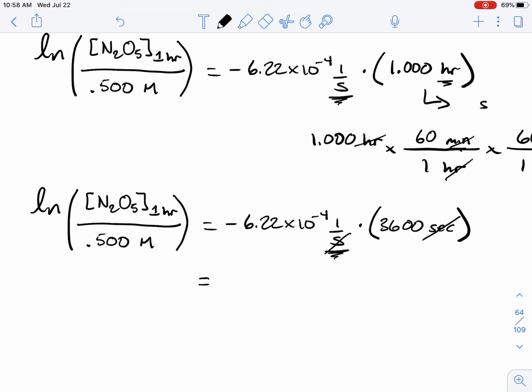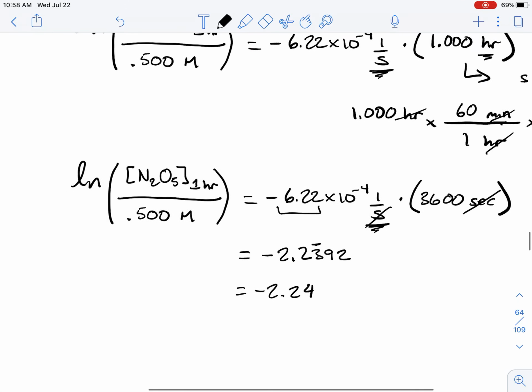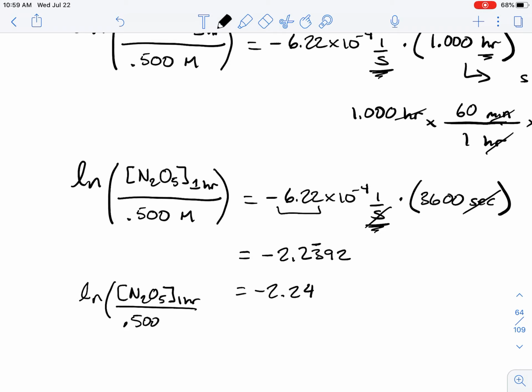And so if you plug this into the calculator, this is going to give you negative 2.2392. And so since there are 3 sig figs here, I'm just going to round this to negative 2.24. And then that's going to equal the natural log of the concentration of N2O5 at 1 hour over 0.500 molar.